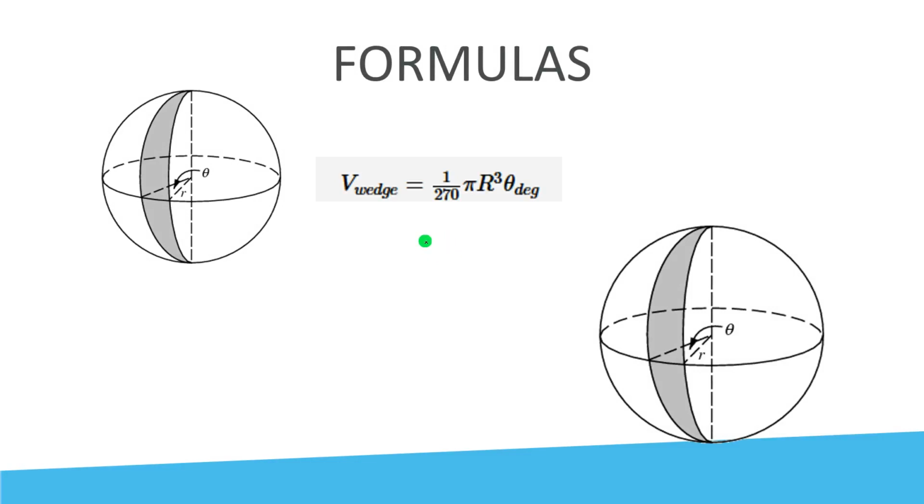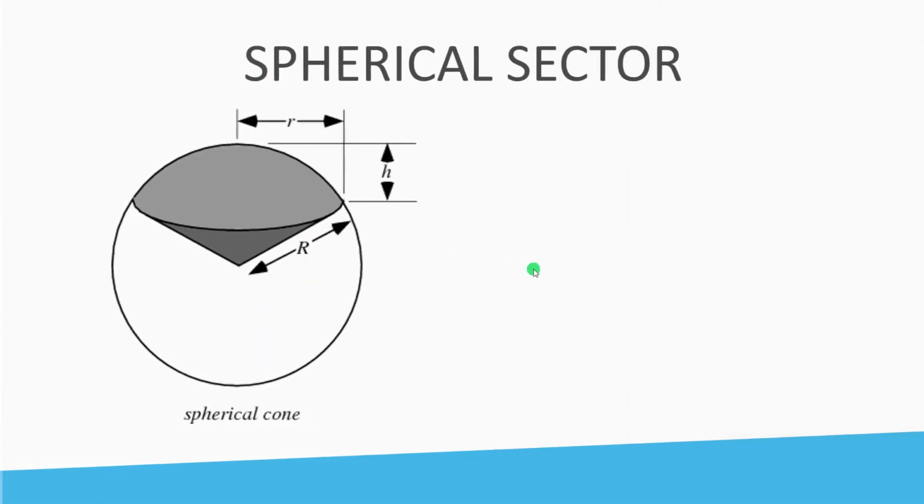For the wedge, what is required is the volume. This is the equivalent formula: 1 over 270 pi r cubed times theta in degrees. For the loon, we have 1 over 90 pi r squared theta in degrees, or in radians, we have 2 r squared theta.